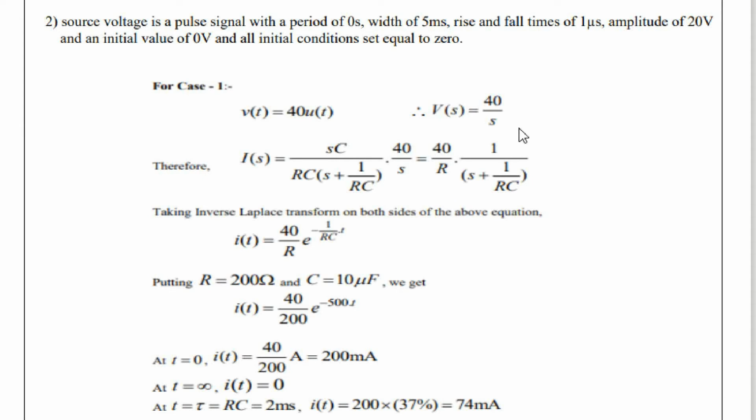Taking the inverse Laplace transform of this, you get 40 by R into the inverse Laplace transform of 1 by s plus 1 by RC, which becomes e power minus 1 by RC into t. Here we are considering R value as 200 ohms and C equal to 10 microfarads. Just substitute these two values in the above equation. We will get I of t is equal to 40 by 200 into e power minus 500t.